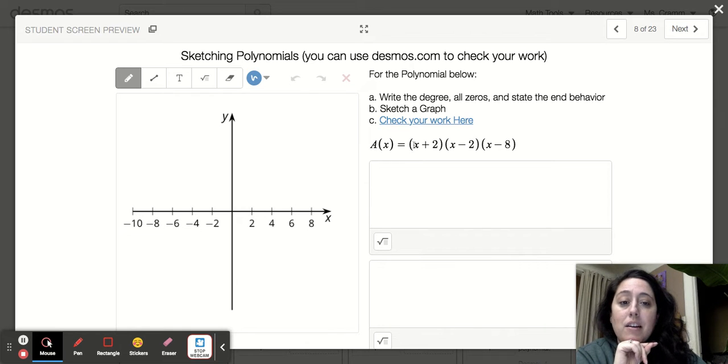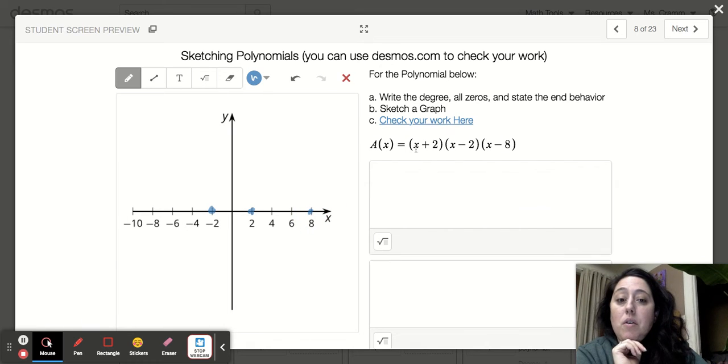So here I've got x plus 2, so my 0 here would have to be -2. So here would be -2. Here, the x would have to be 2, because 2 minus 2 is 0. Here, the x would be +8, because 8 minus 8 is also 0.